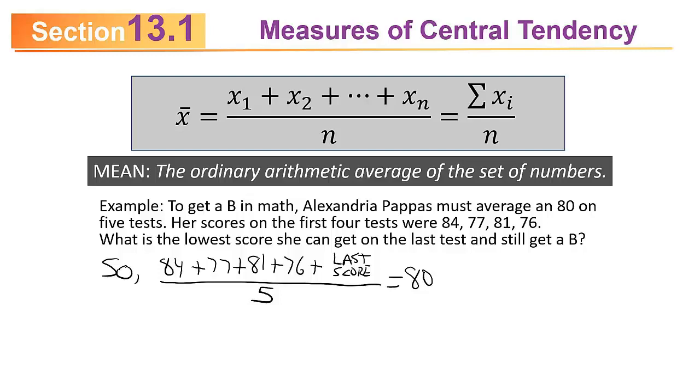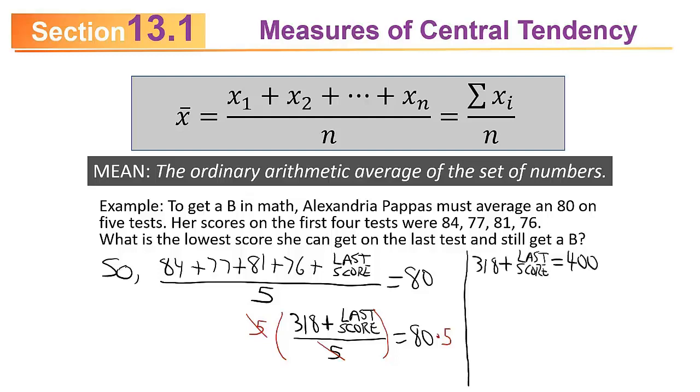So now if you add up those 4 numbers in the numerator, you get 318. So 318 plus the last score divided by 5 must be 80. If you multiply both sides of that equation by 5, the 5 in the denominator on the left cancels out, and you get 318 plus the last score is equal to 400. And if you subtract 318 from both sides, you'll find out that the last score must be 82. So Alexandria needs to get at least an 82 on that last test in order for her to get a B in the course.